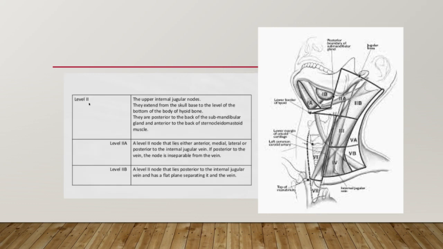Coming to level 2, level 2 is again classified as level 2A and level 2B. Level 2A is that group of lymph nodes which lies anterior, medial, lateral, or posterior to the internal jugular vein. As you can see here, it lies anterior or medial or lateral to the internal jugular vein, and level 2B is the group of lymph nodes that lies posterior to the internal jugular vein. Level 2A and 2B are separated by the internal jugular vein.